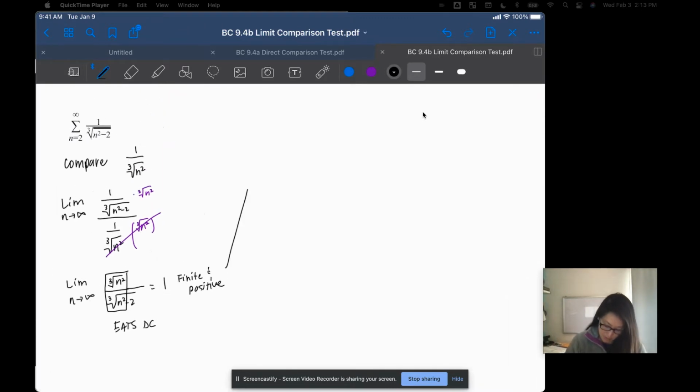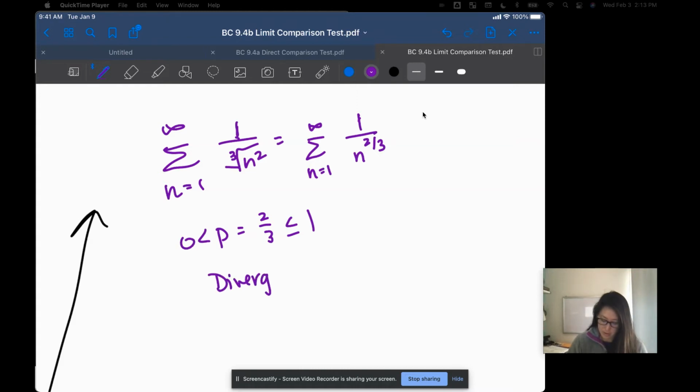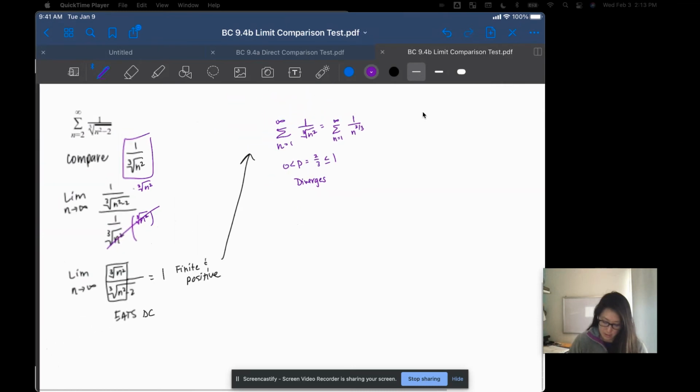So we now need to test that. So we're going to test the easier series, this one, the sum from n equals 1 to infinity of 1 over the cube root of n squared. I can write that as something nicer looking. The sum from n equals 1 to infinity of 1 over n to the 2/3. I'm like, oh, it's a p series. Okay, so p is equal to 2/3, which is less than or equal to 1, but greater than 0. So this series diverges. Okay, and we just need to name everything now.